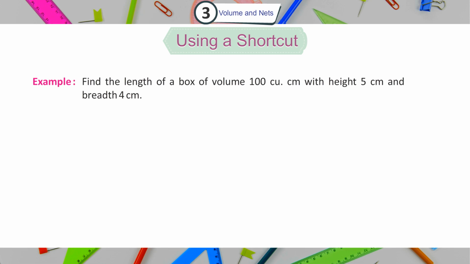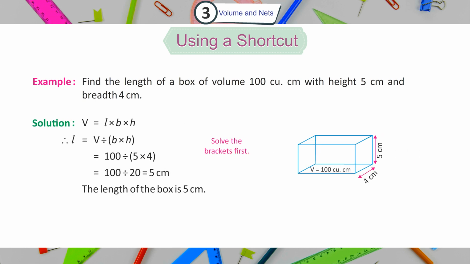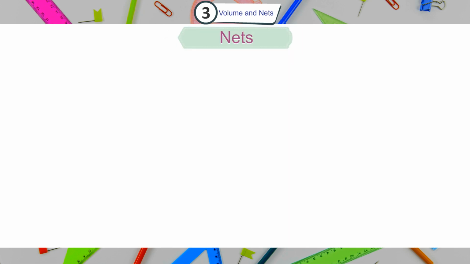Example: find the length of a box of volume 100 cubic centimeter with height 5 centimeter and breadth 4 centimeter. Solution: V = L × B × H. Therefore, L = V divided by B × H = 100 divided by 5 × 4 = 100 divided by 20 = 5 centimeter. The length of the box is 5 centimeter.